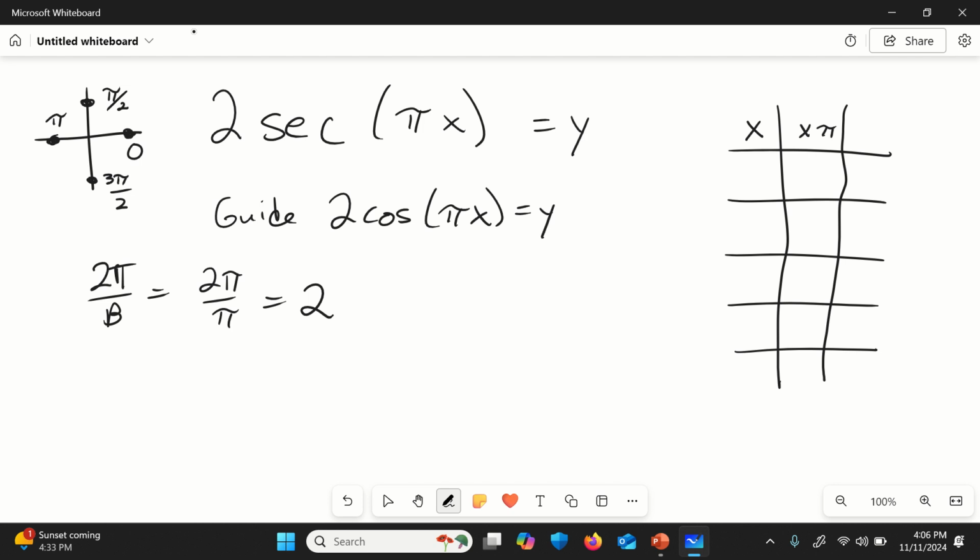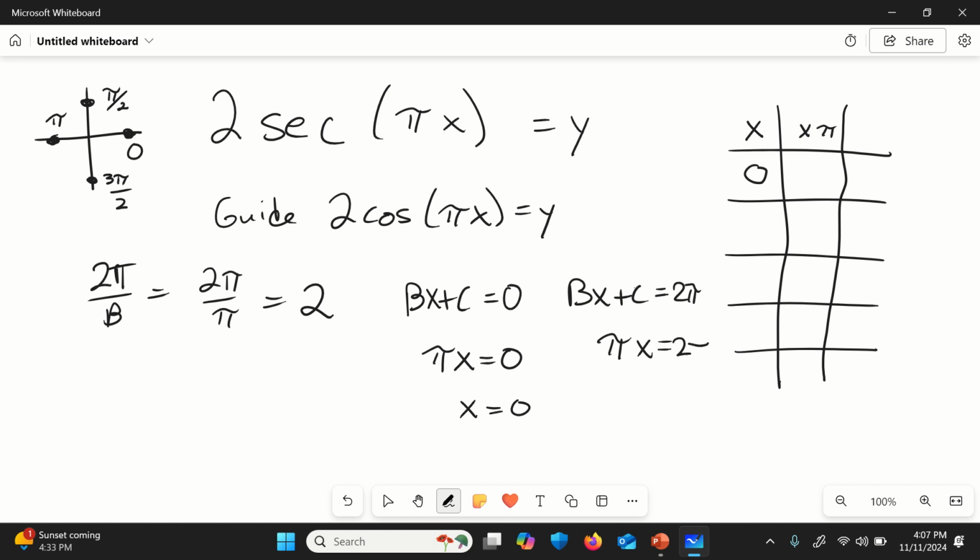To determine the starting and ending values for our table, we set both bx plus c equal to 0 and equal to 2 pi. In the case where it is equal to 0, this bx plus c is just the value pi x. It's what we're taking the sine or cosine of. So solving for x in the case where it's equal to 0 results in 0 divided by pi, which is 0. So our table will start at 0. For the ending x value in our table, we're going to set that pi x equal to 2 pi, divide by pi on both sides, and we get the whole number 2, because we have 2 pi over pi.